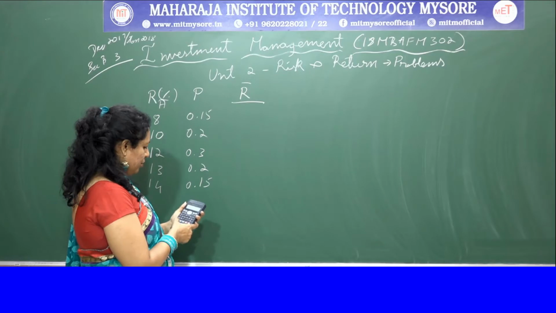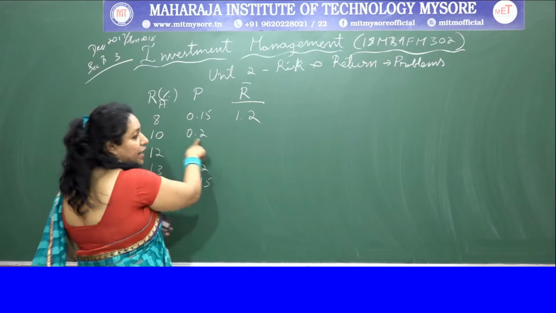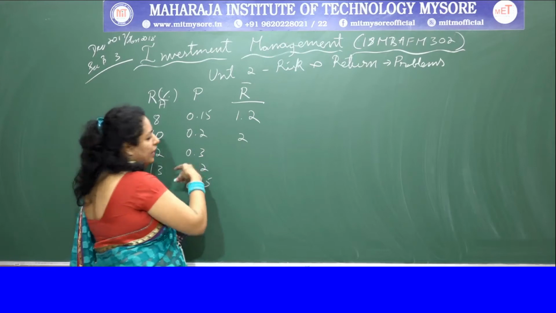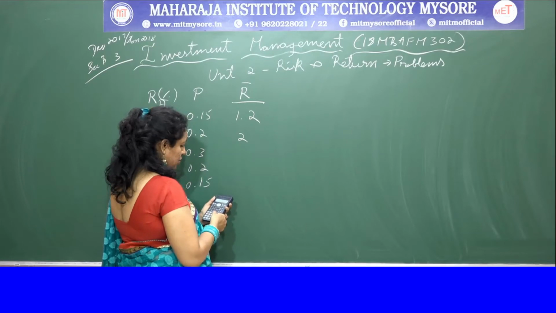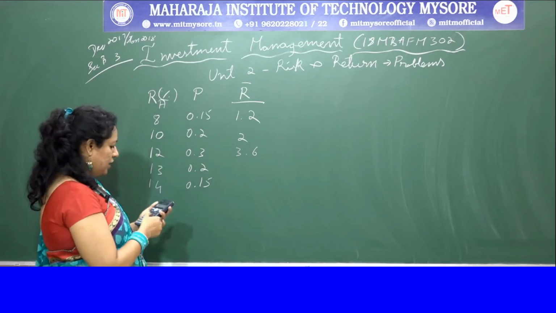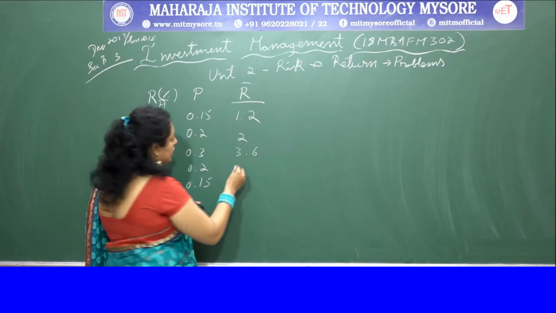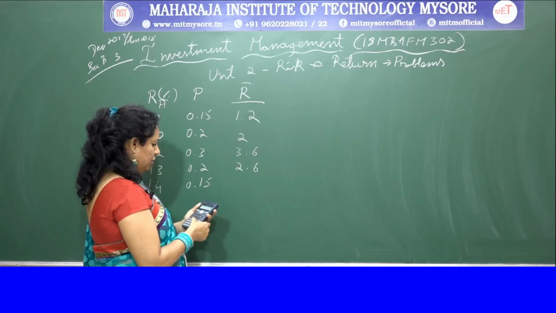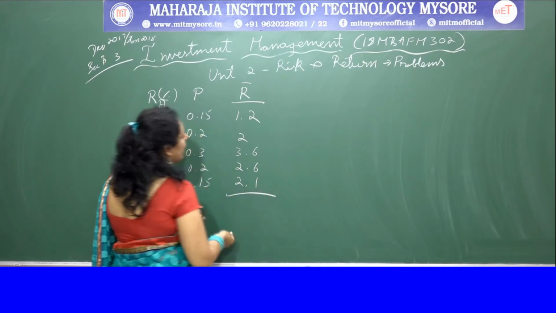8 into 0.15, you get 1.2. 10 into 0.2, it is 2. 12 into 0.3, yeah, right, it is 3.6. 13 into 0.2, you get 2.6. And last one, 14 into 0.15. So you get 2.1. So you need to add all these.